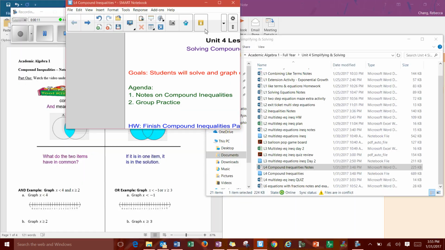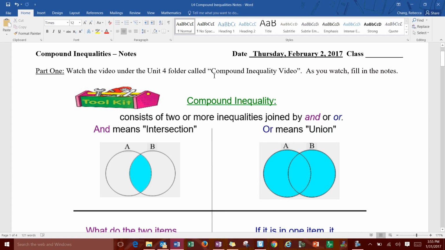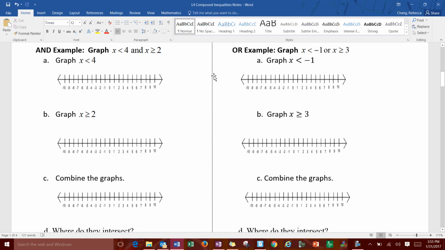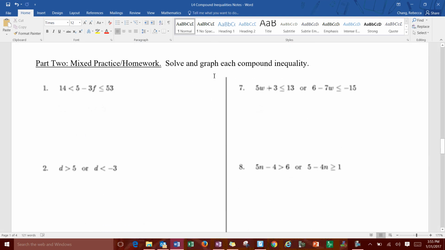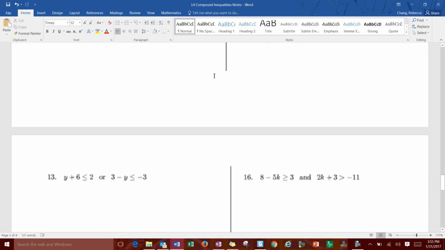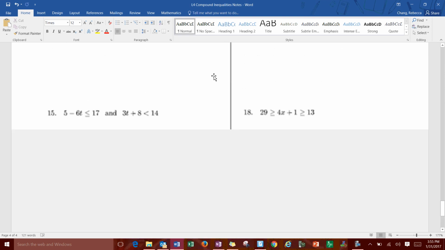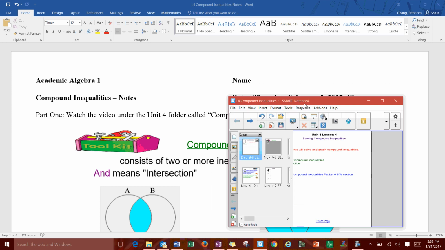But please get this note sheet from the sub. So you should have this note sheet in front of you, okay? And then you're going to watch this video and you're going to fill in the notes for the first and second pages with me during the video, and then the last 2 pages are going to be your classwork/homework due next class, all right? All right, let's get started.